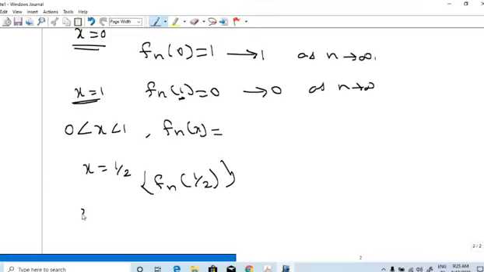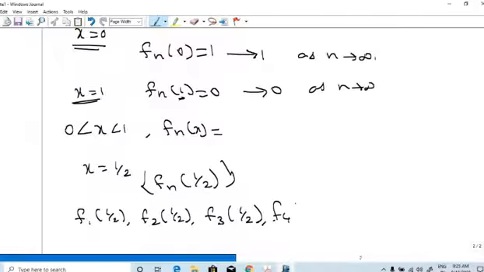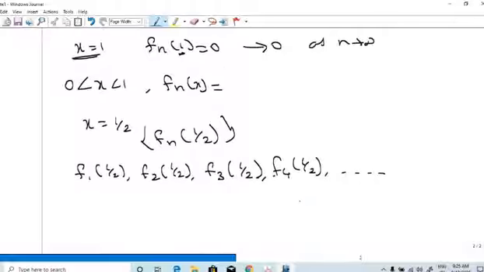So what is that? f_1(1 by 2), f_2(1 by 2), f_3(1 by 2), and so on, maybe write f_4(1 by 2). Actually, we have to find this sequence. So what is f_1(1 by 2)? Okay, first look at this one. Here in this case, what is our n? Here n equal to 1, here n equal to 2, here n equal to 3, this is n equal to 4.